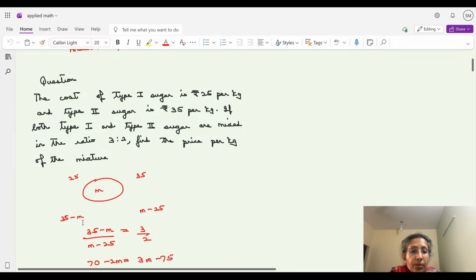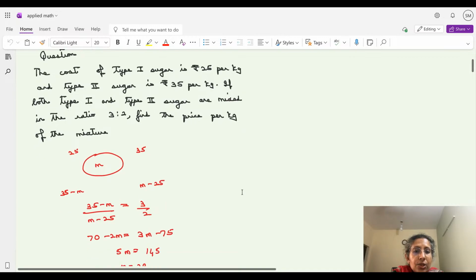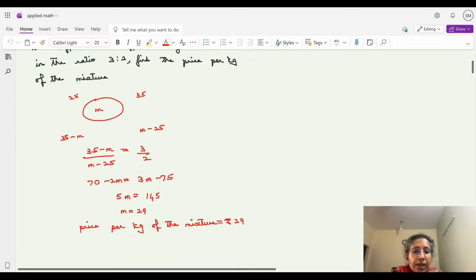So then we go from left to right. 35 minus m by m minus 25 is 3 by 2 and that will be, when you simplify, you get it as 29. So price per kg of the mixture is 29, which is m.